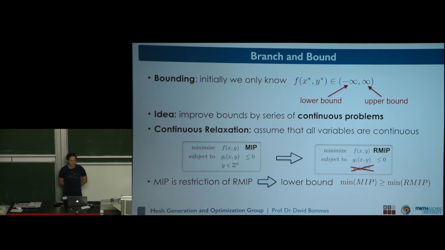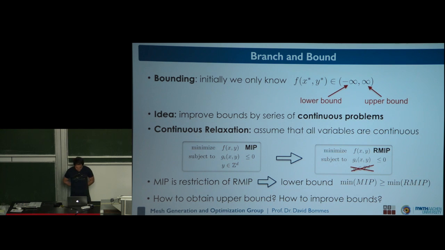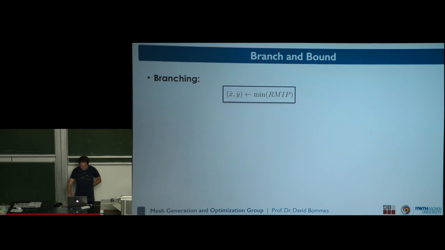And this immediately gives us a lower bound, because our feasible region is larger. So if we solve this continuous problem, we find a solution, but we know that the mixed integer solution can never be better, because the feasible region of the mixed integer problem is just a subset of these points. So great, we have a way to get lower bounds. But what we also need is an upper bound, and we need a procedure to improve our bounds. And this can be done by the branching.